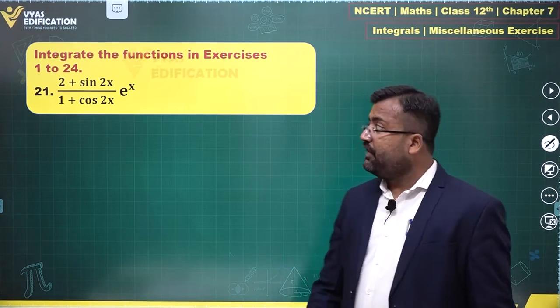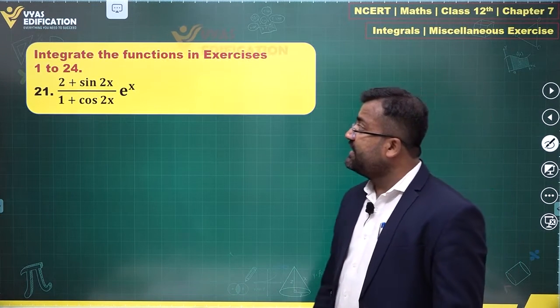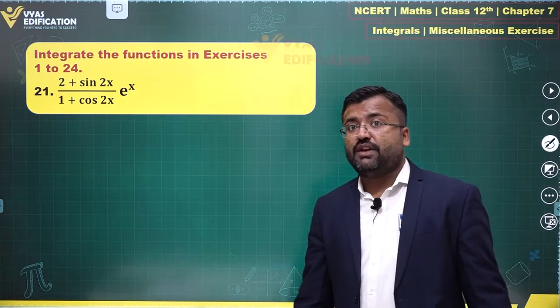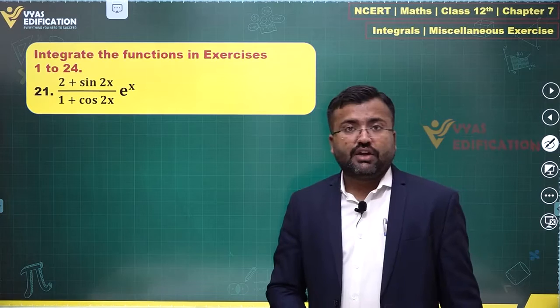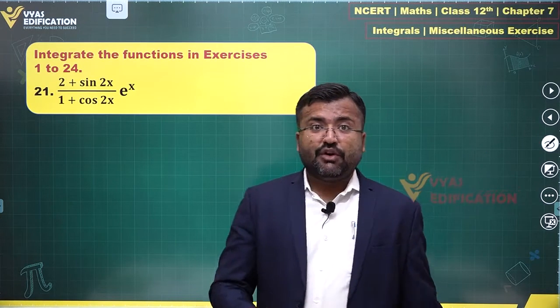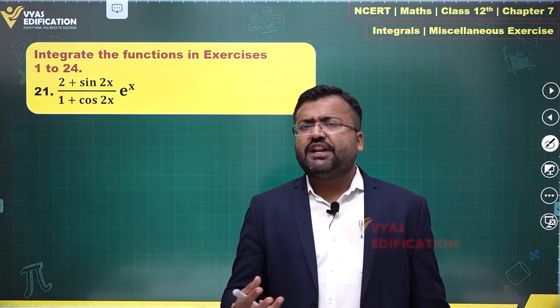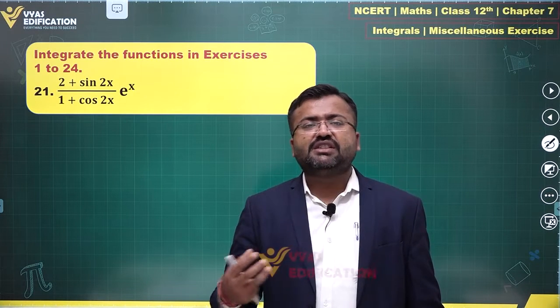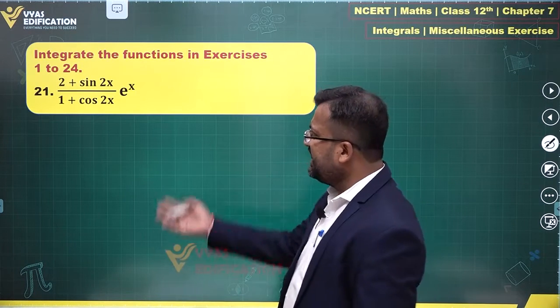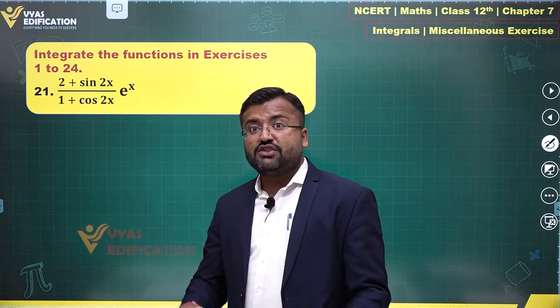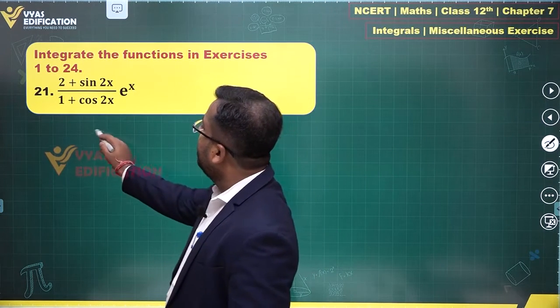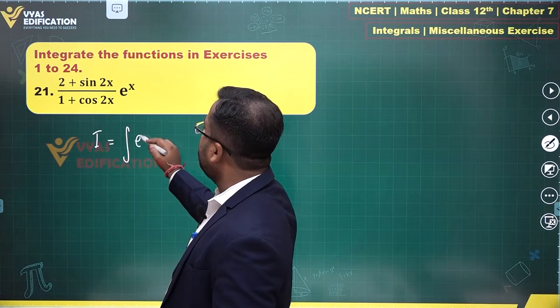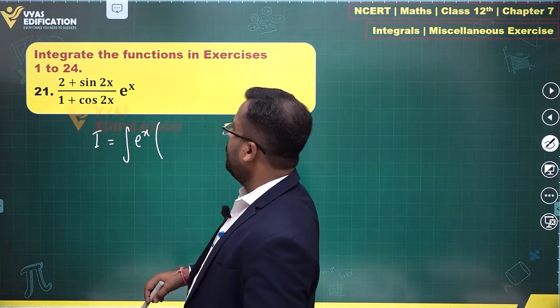In the 21st question, we have e power x times (2 plus sin 2x) upon (1 plus cos 2x). Now, along with e power x, we have some trigonometric things, right? And when we see e power x, we try to convert it into a special integral, that is e power x times (f(x) plus f prime x), if we can. Since they are trigonometric functions, either we'll be applying by parts or that special integral which is obtained from by parts only.